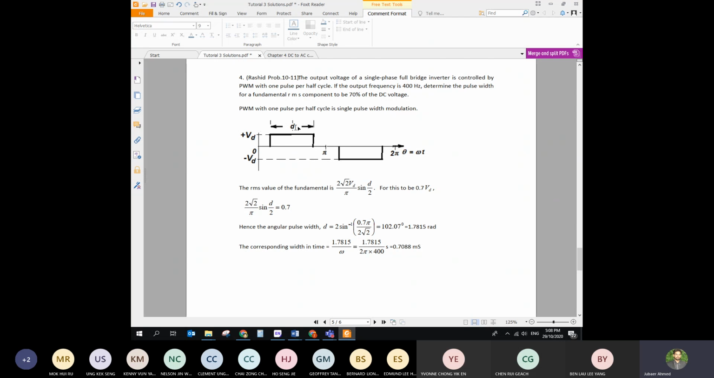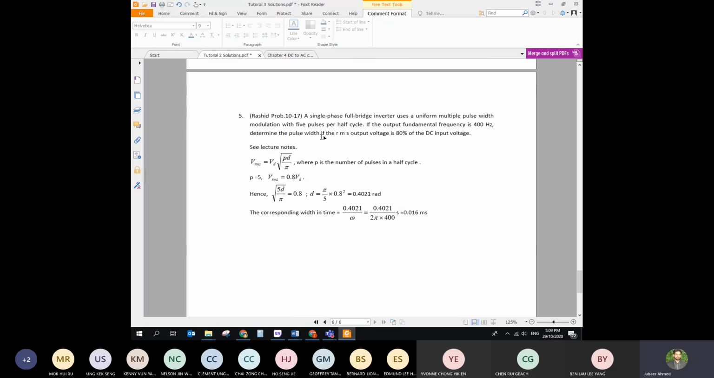Just to note that D and T are almost representing the same thing. D is the width of the PWM pulse in the angular domain, and this T is the width of the pulse in the time domain. So D and T represent two different domains, but in physical significance they refer to the same signal; only the representation of the domain is different.